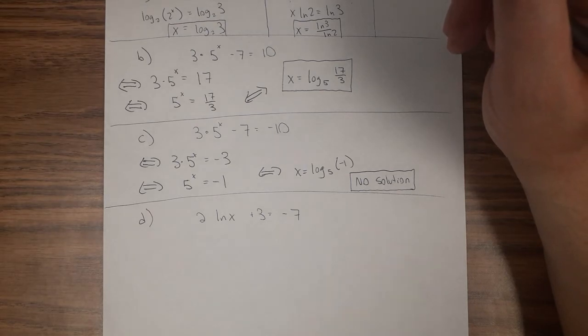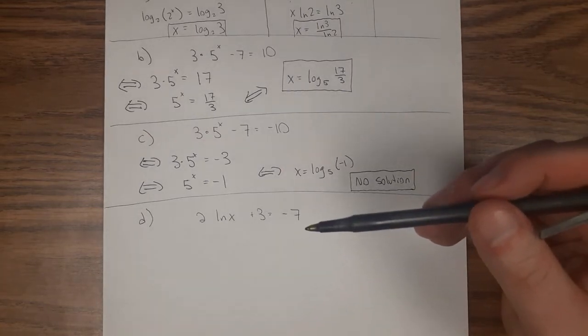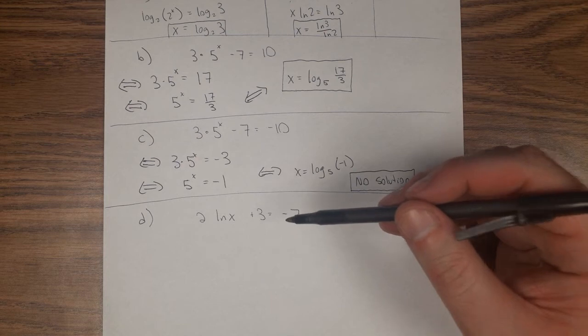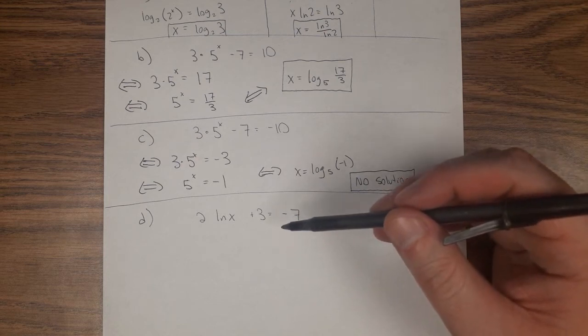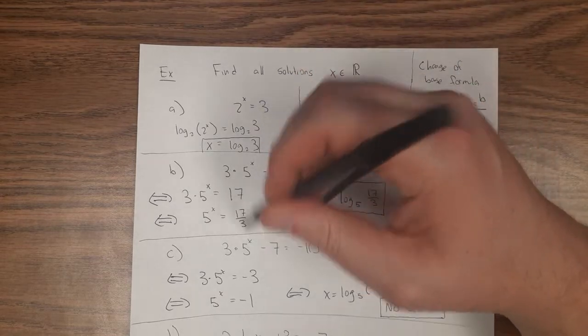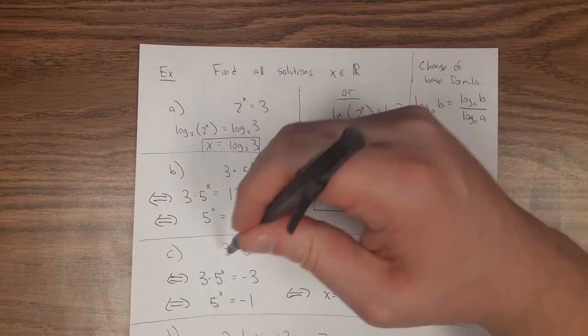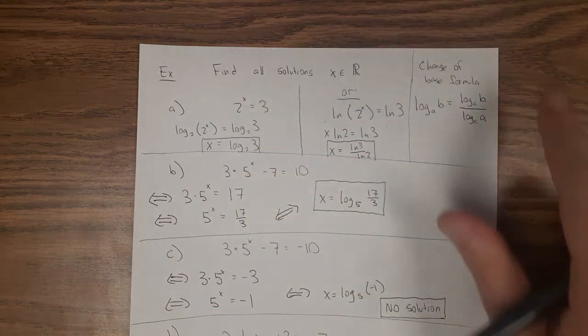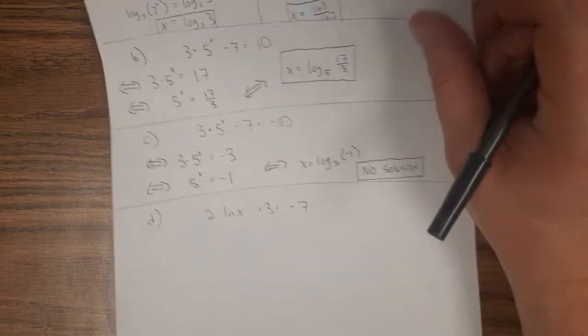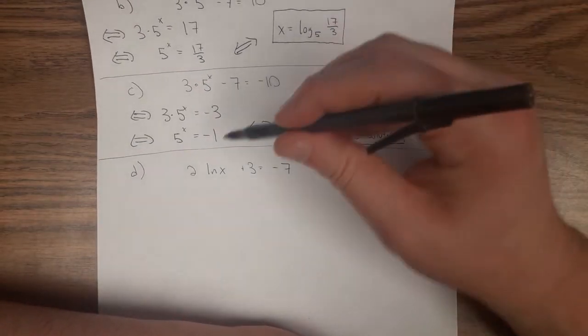Let's do part D. This time I'm starting with an equation that has logarithms in it. If you noticed, for parts A, B, and C, the original equation didn't have any logarithms. The original equation had exponents. Now we have an equation that starts with logarithms. But it's not that bad.